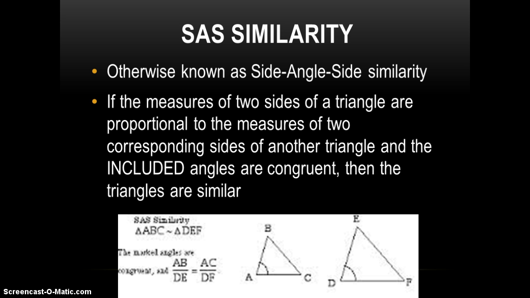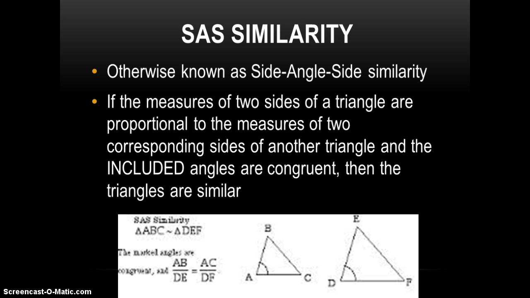SAS similarity, otherwise known as side-angle-side similarity. If the measures of two sides of a triangle are proportional to the measures of two corresponding sides of another triangle, and the included angle is congruent, then the triangles are similar.